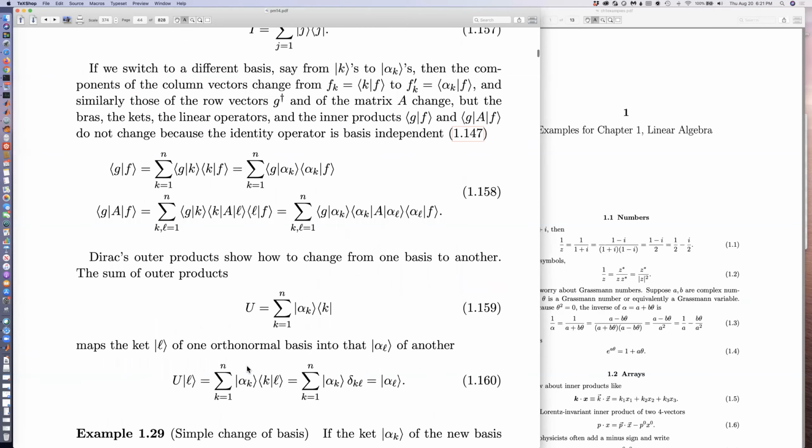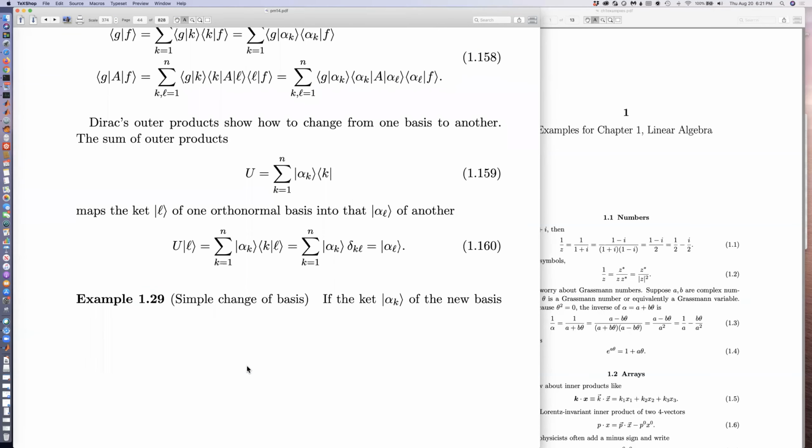And so that's how nice Dirac's notation is. And as I say, we're all far better off because of his contributions to physics.